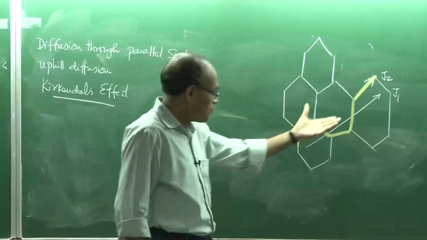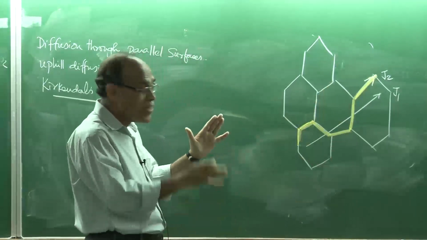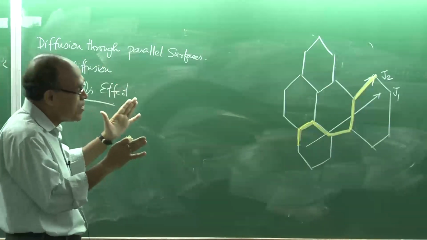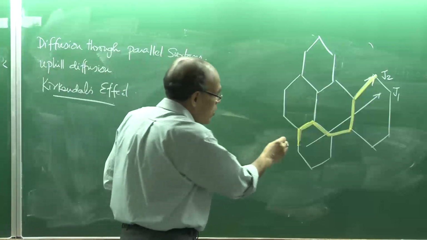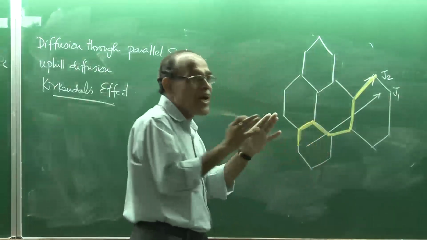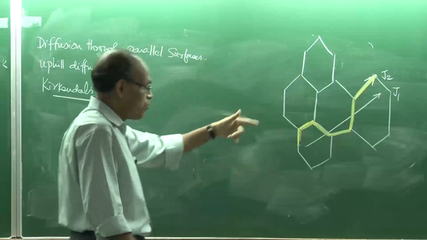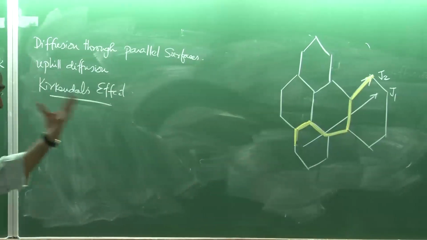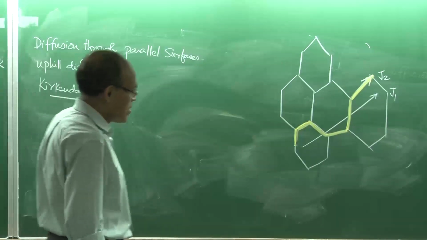Now, that's what he said: diffusion through parallel surfaces means they are not physically parallel, but they are parallelly occurring diffusion processes, through two different media, but in the same material itself.